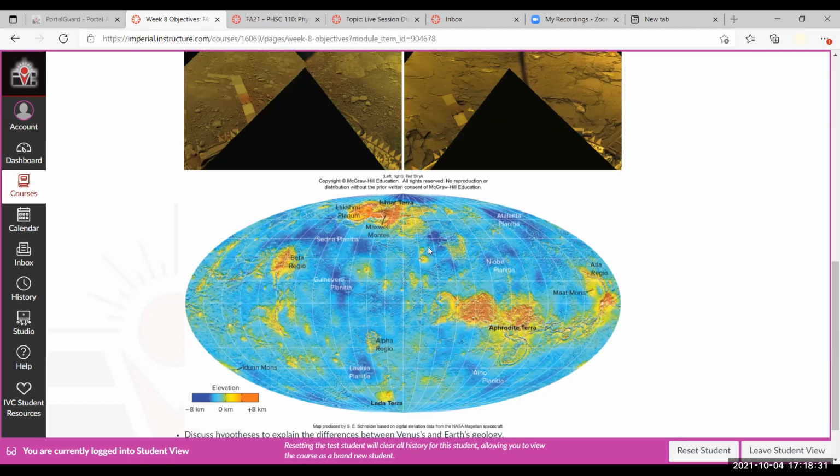The other problem also is that it spins extremely slowly around its own axis. The rotation takes 243 days. A day on Venus is 243 days. 243 is what, 4 months? Yeah, it's about 4 months or so. No, actually 8 months. Divided by 30, yeah, it's about 8 months. So it's extremely slow when it spins around its axis.